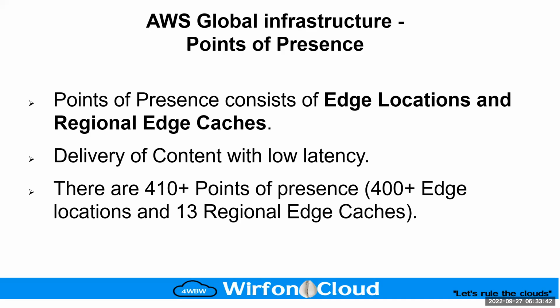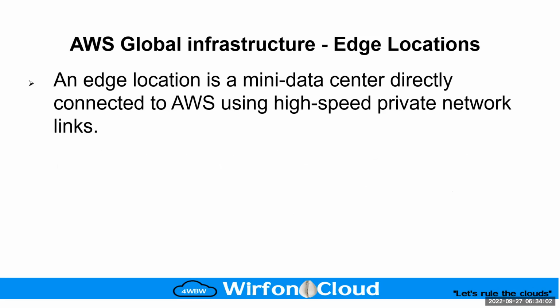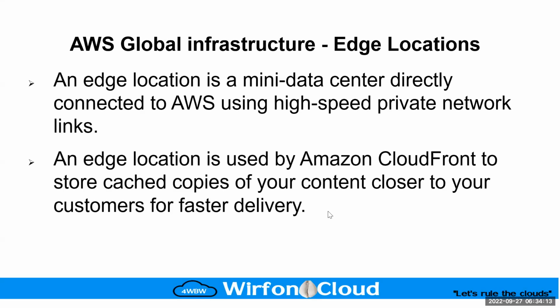There are more than 410 points of presence, as this comprises more than 400 edge locations and 13 regional edge caches. Now, the next question is, what's an edge location? You can describe it as a mini data center directly connected to AWS using high-speed private network links. An edge location is used by Amazon CloudFront, one of the AWS services.